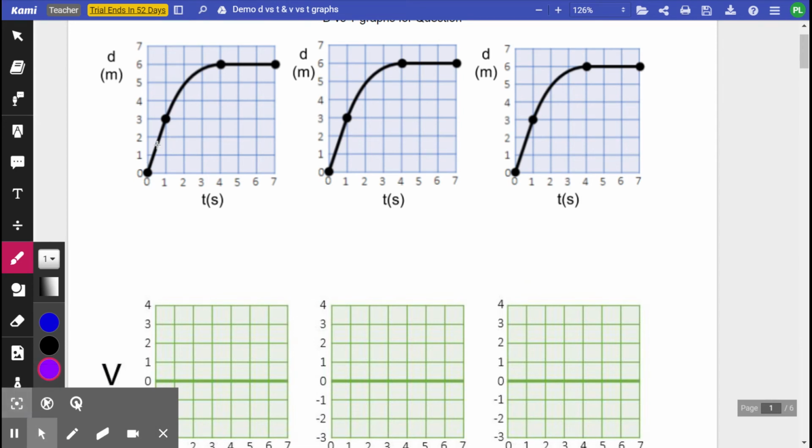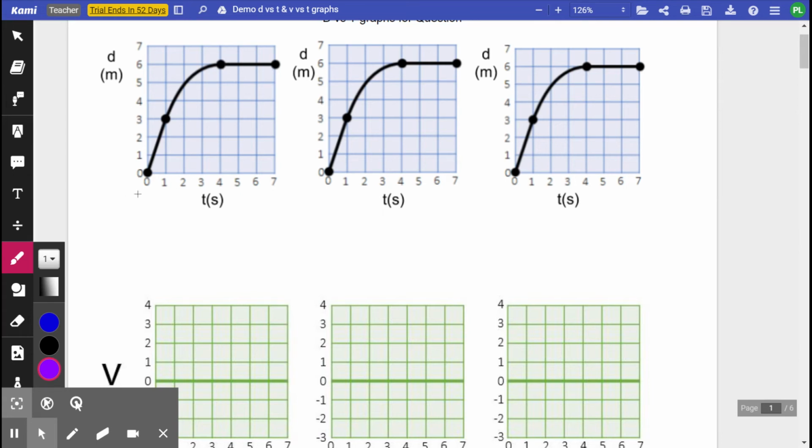As we look at this position time graph, we see hopefully that there are three distinct sections to this graph. This first linear section we'll take a look at down here, and then there's this curved section, and finally that ending flat horizontal section.